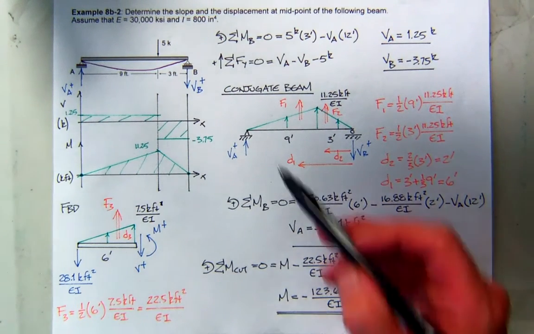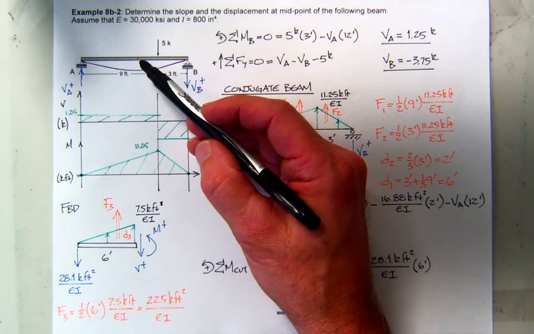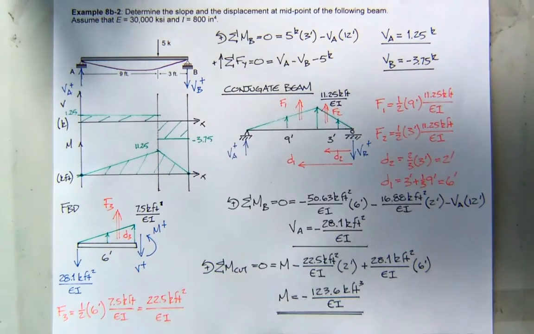Negative is a good sign because I know the displacement here, that point at the midpoint, is going down, so negative is good. I've kind of run out of space.